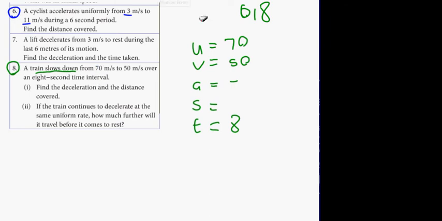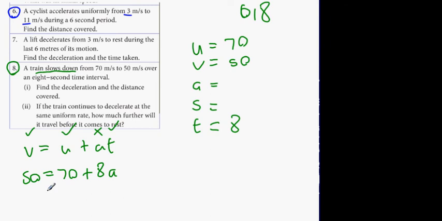Well, I suppose if we want to find the deceleration first, it's going to be V equals U plus AT, because you have 1, 2, you have 3 out of the 4 pieces of information. That's easy, okay? So then you're going to get 50 equals 70 plus 8A. Then bring it over to the other side, you're going to get minus 20 equals 8A. A is going to equal minus 2.5 meters per second squared. Right, handy enough.